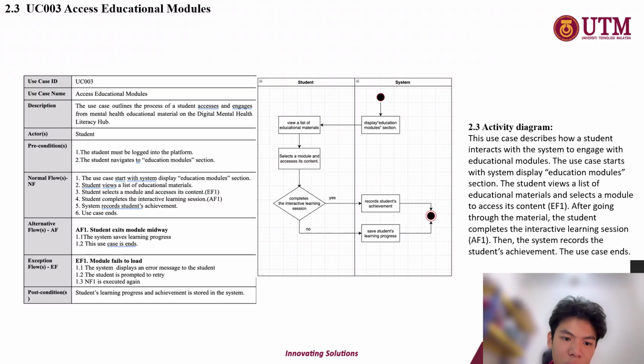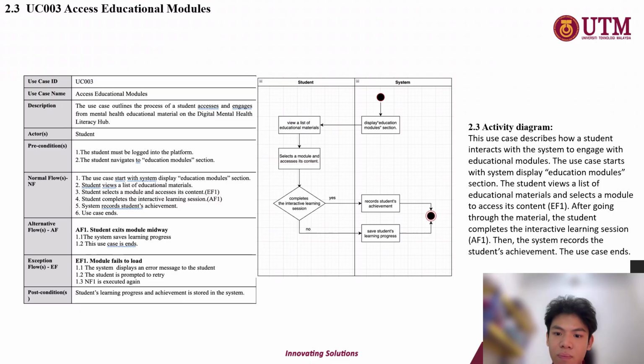For the alternative flow, if the student exits the module midway, the system will save the learning progress, and then this use case ends. For the exception flow, if the module fails to load, the system will display an error message to the student, and the student is prompted to retry, and then the normal flow will execute again.